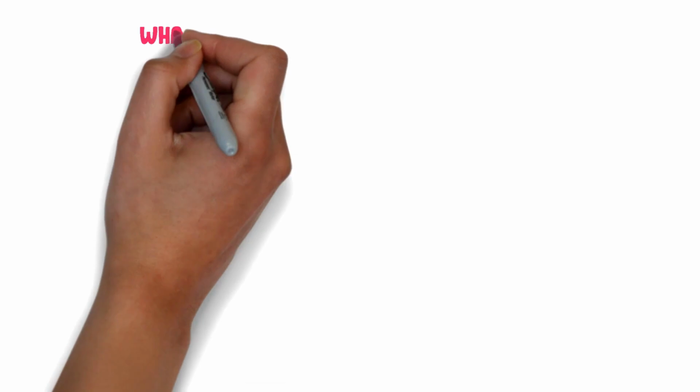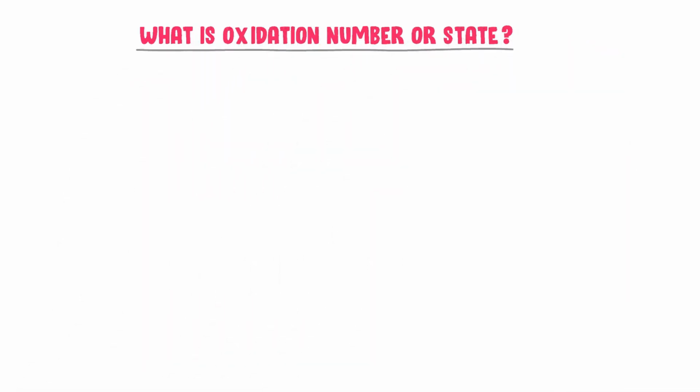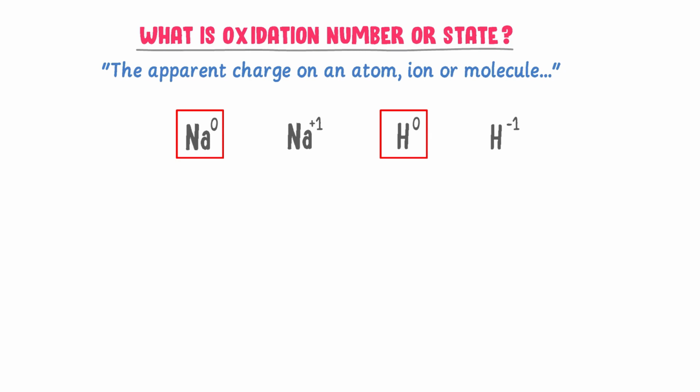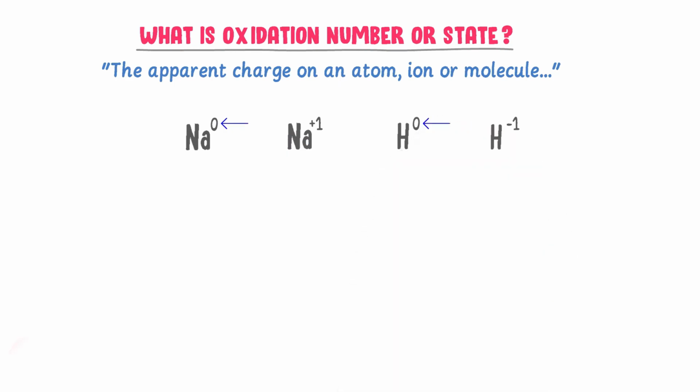Firstly, I will teach you what is oxidation number or oxidation state. Well, the apparent charge on an atom, ion or molecule is called oxidation number or oxidation state. For example, consider sodium atom, sodium ion, hydrogen atom and hydrogen ion. We know that sodium atom and hydrogen atom are neutral atoms. So the apparent charge on sodium atom is 0 and the apparent charge on hydrogen atom is also 0.